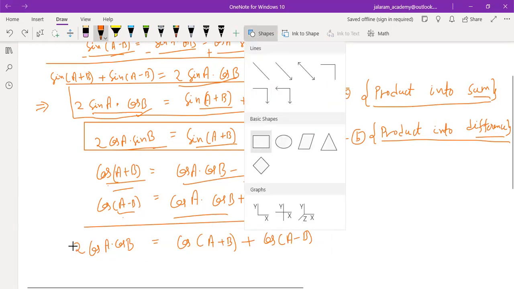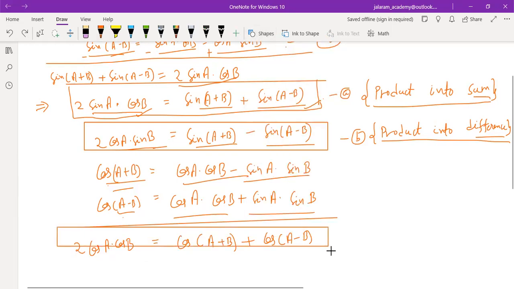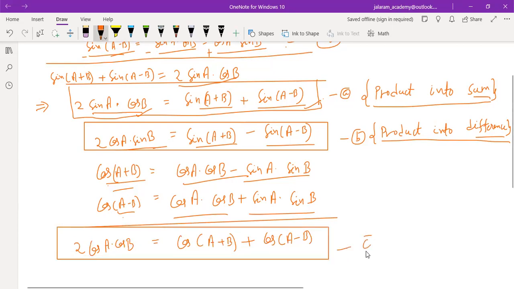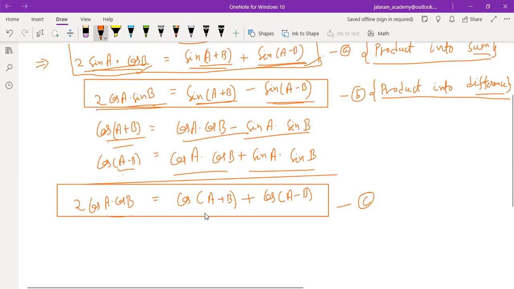The third transformation formula, repeat with me: 2 cos A cos B equals to cos A plus B plus cos A minus B. First is 2 sin A cos B equals to sin A plus B plus sin A minus B. 2 cos A sin B equals to sin A plus B minus sin A minus B. Third is 2 cos A cos B equals to cos A plus B plus cos A minus B. And what will be the fourth? Can you tell?